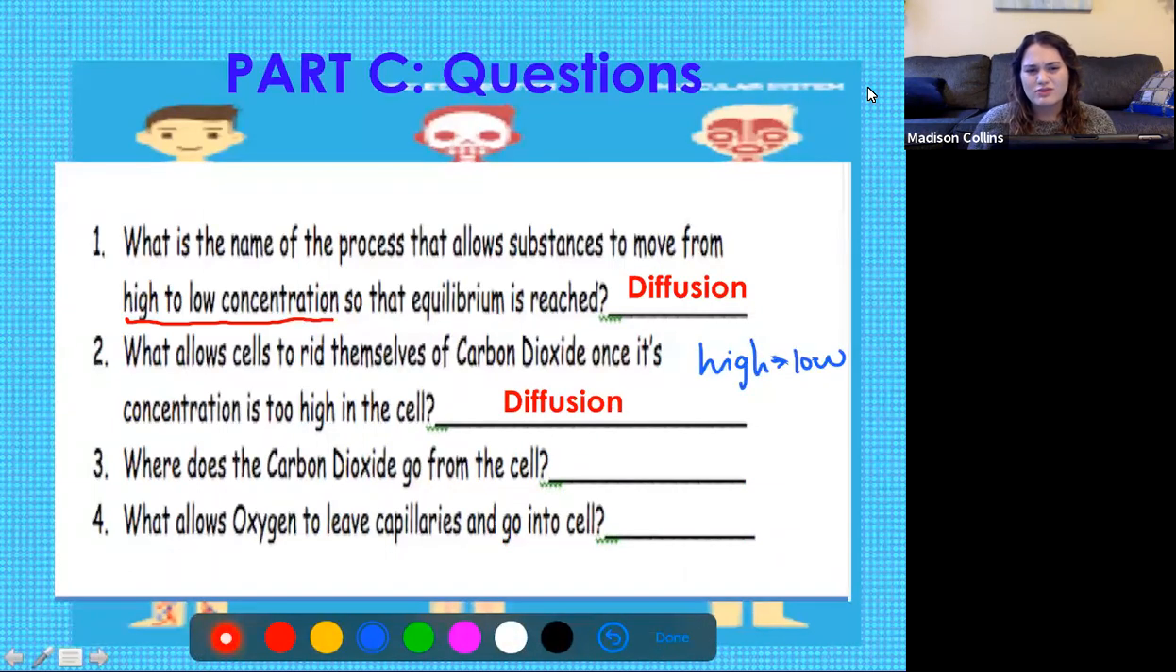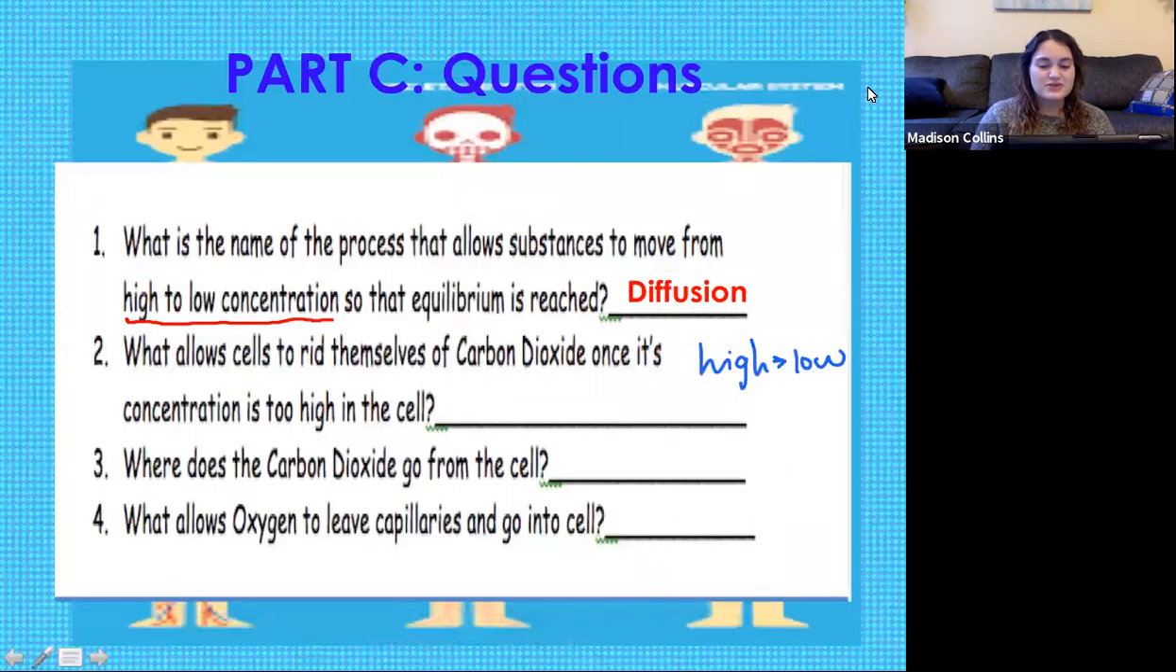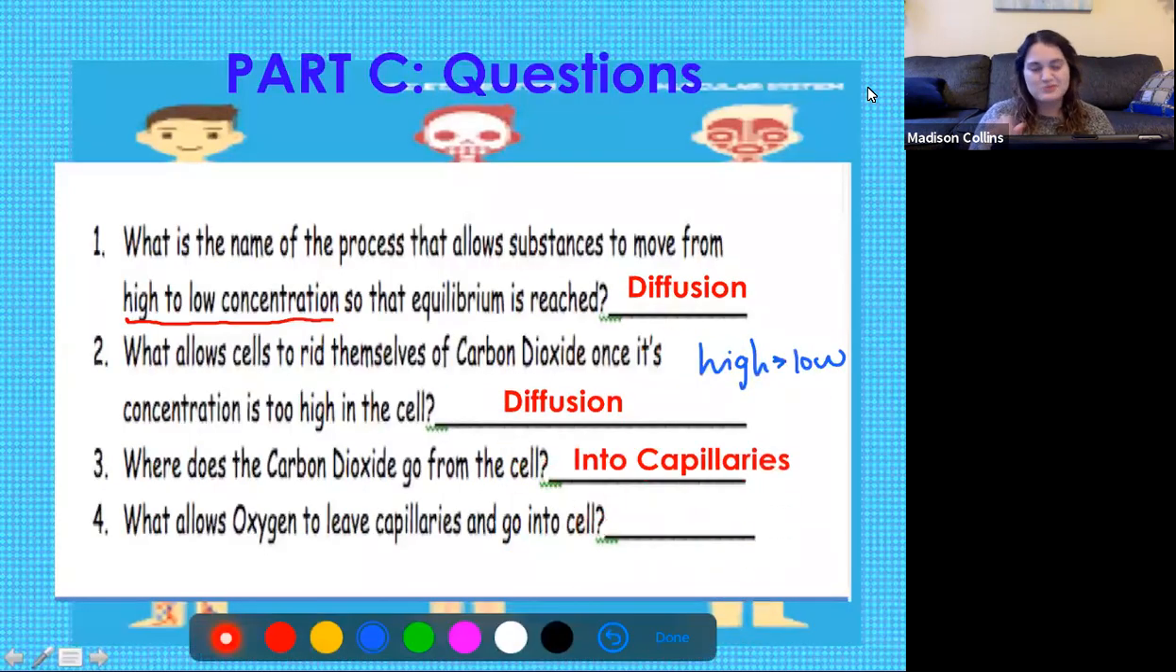But then where does the carbon dioxide go from the cell? So let's go back to our picture. If carbon dioxide right here is diffusing out of our cell, where is it going to? Well, it's going to be traveling to our capillaries. So it's moving into the capillaries and then will eventually move into the veins where it is removed from the body.